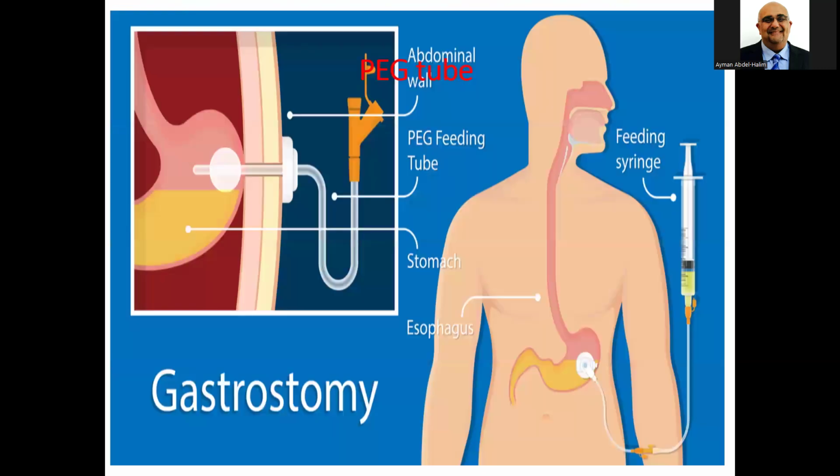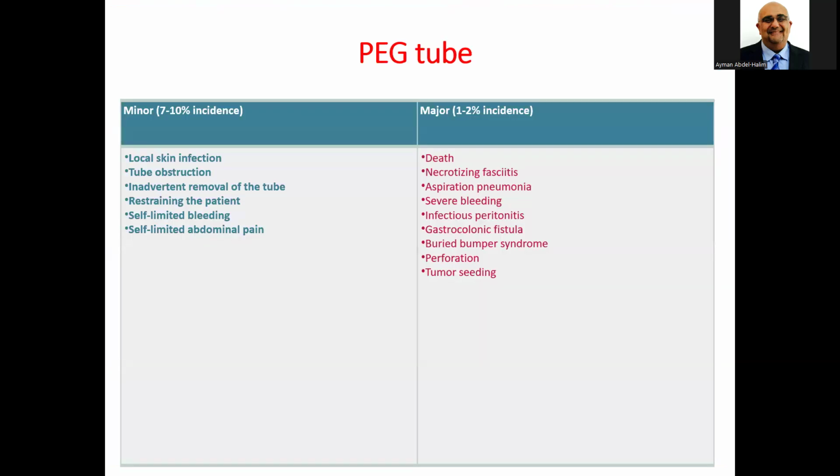Nasogastric tube, gastrostomy tube, or what we call PEG tube. PEG tube comes with its complications, such as aspiration pneumonia, bleeding, infectious peritonitis. It can lead to necrotizing fasciitis, gastrocolonic fistula, perforation, and death. These major complications comprise around 1 to 2%, while minor complications are somewhere between 7 to 10%.